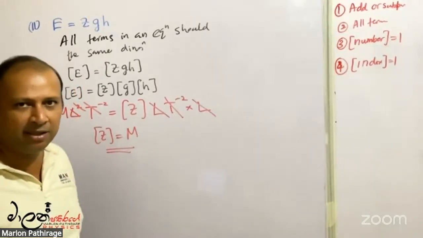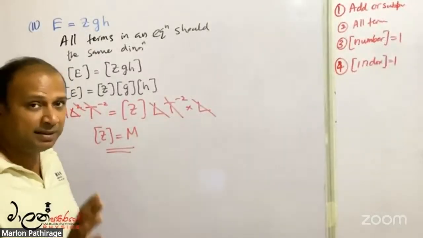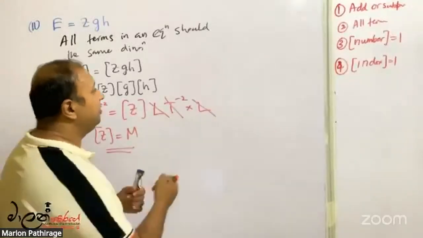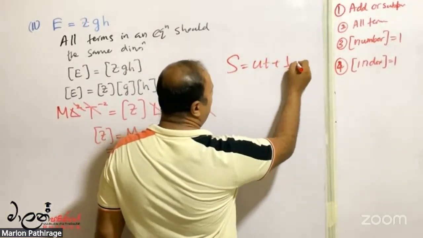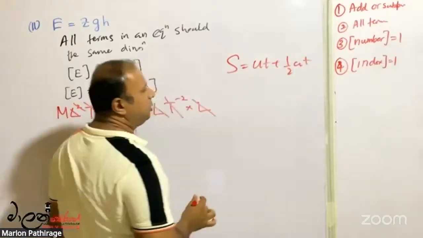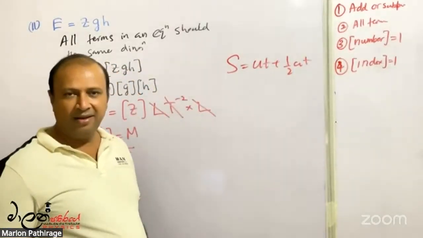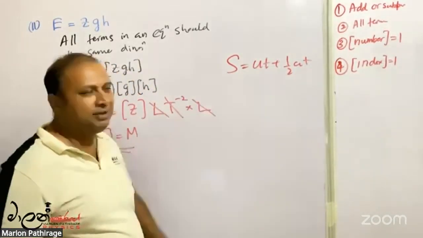That's also correct for this scenario only, because this is a single term equation. Therefore, you can make Z the subject. But if you are given this kind of equation, S equals ut plus half a t squared, and you are asked to determine the dimension of u, then you cannot make u the subject.